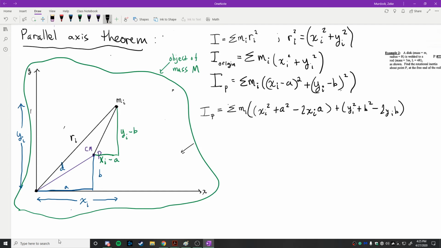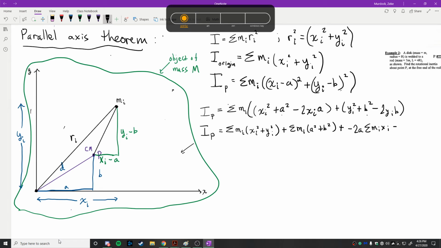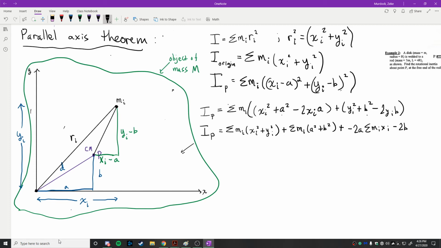And now we can expand this out. We'll get several terms. There's going to be a sum over mi. I'm going to group some things: xi squared plus yi squared, and then plus a term that's the sum over mi times a squared plus b squared. That's this one and this one. And then there's going to be two terms: negative 2a sum over mi xi, and then minus 2b sum over mi yi.